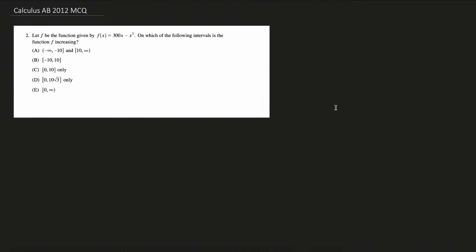Question 2 states, let the function f be the function given by f of x is equal to 300x minus x cubed. On which of the following intervals is the function f increasing? We know a function is increasing if its first derivative is greater than 0. That would imply the slopes are positive, and hence the function must be increasing. Because of that, we have to solve for f prime of x.